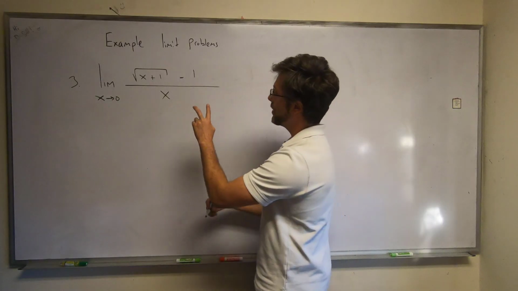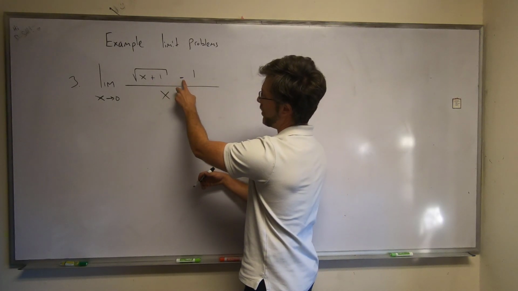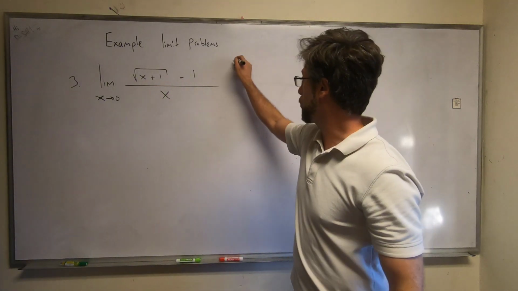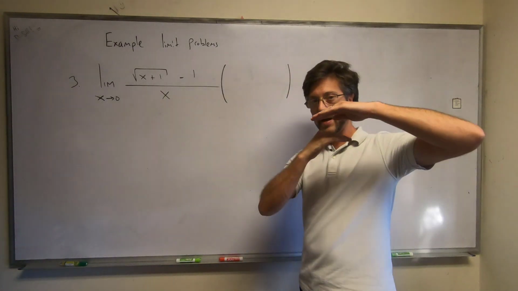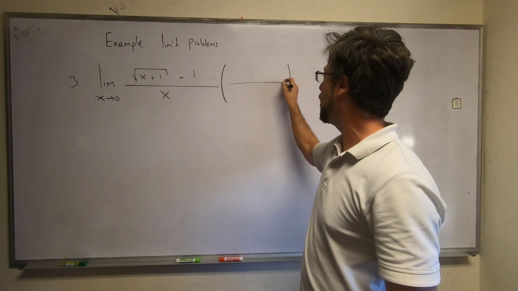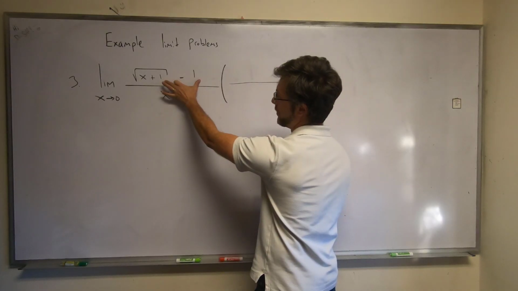Now there's a standard way to do this when it involves a difference or a sum in which one of the 2 terms is a square root. The trick is we're going to multiply and divide by the same expression so that effectively we're multiplying by 1. But what we're going to want to do is multiply by the conjugate.